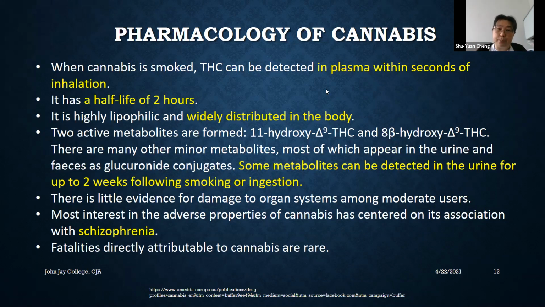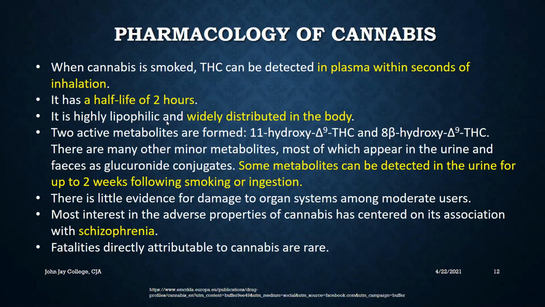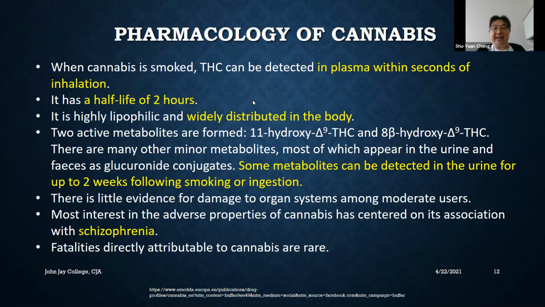And here I want to give you that profile too. For cannabis, if people smoke marijuana, THC can be detected in the plasma within a second, so it can go into our body very, very fast. But the half-life is only 2 hours, which means THC only stays in your plasma for 2 hours.